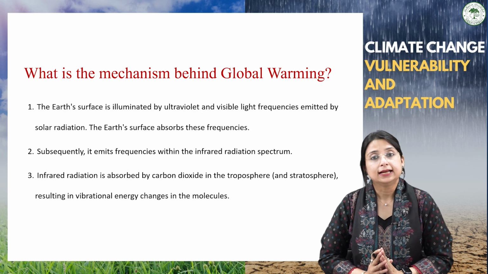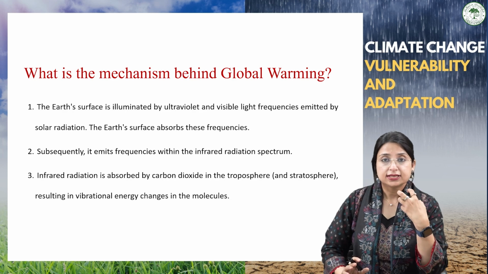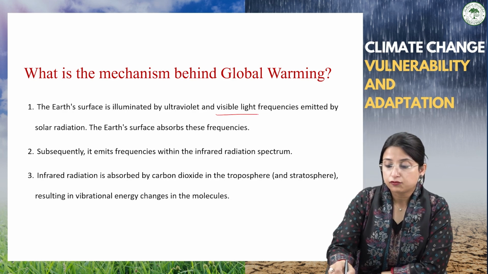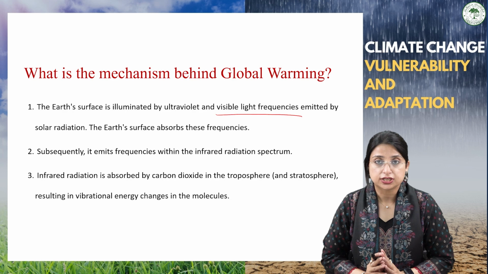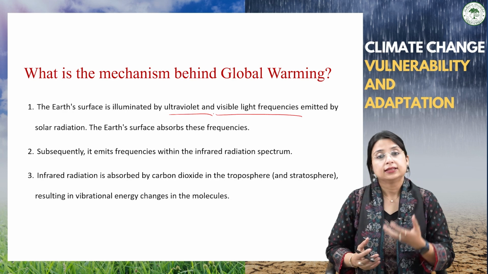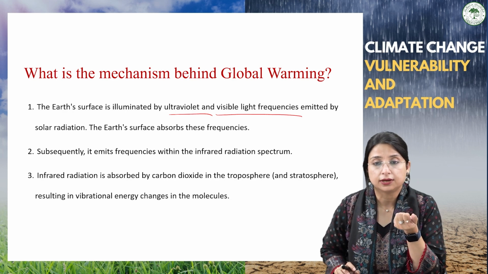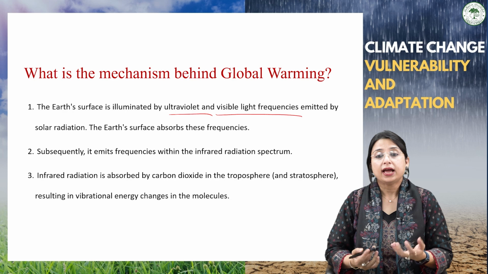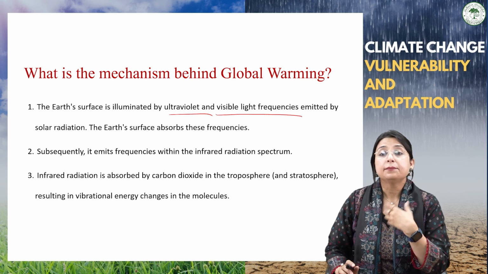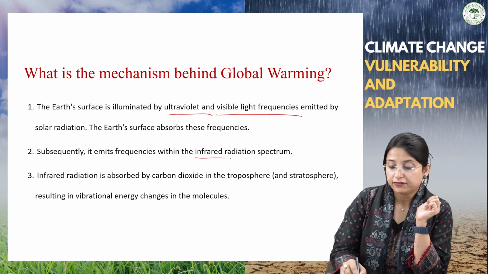We know that Earth is generally illuminated by the sun's rays, meaning solar energy is received particularly in the form of short waves, or visible light frequencies, mainly emitted by solar radiation. Earth is receiving radiation, particularly ultraviolet and visible light radiation, that is, short wave. Now, the Earth has the ability to absorb these short wave frequencies. After absorbing, it converts this and emits it as infrared radiation, having infrared frequencies.